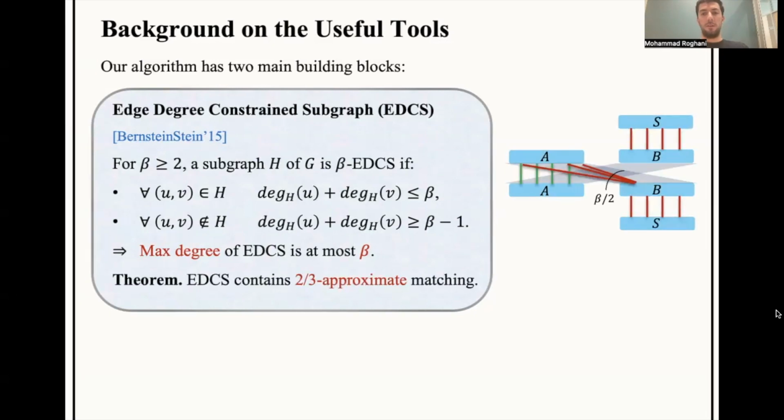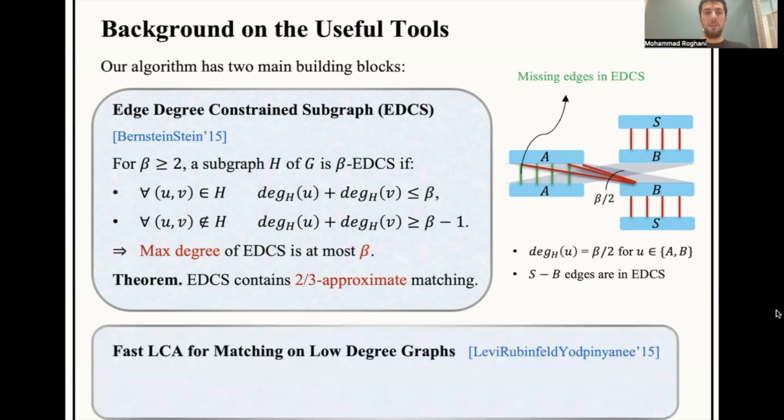So consider our construction for the lower bound. Here, if the degree of the vertices in A and B is equal to half of beta, and also the AB edges are included in the EDCS, then the EDCS does not contain the AA edges. So the two-thirds ratio is tight, and the EDCS does not include the AA edges in our construction.